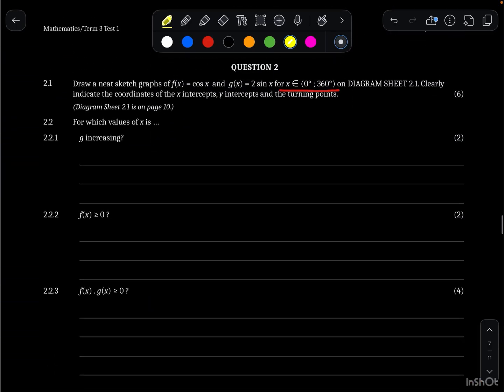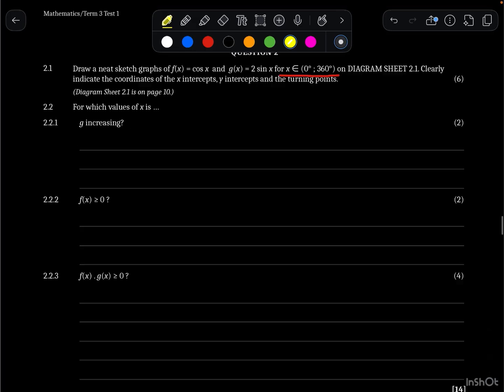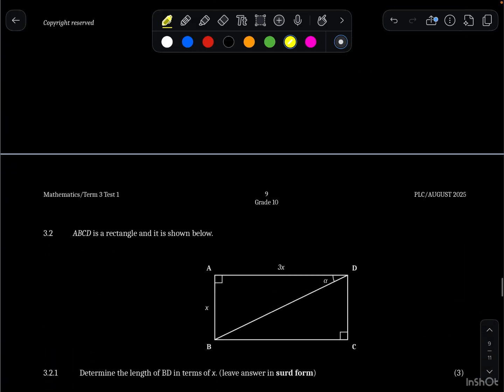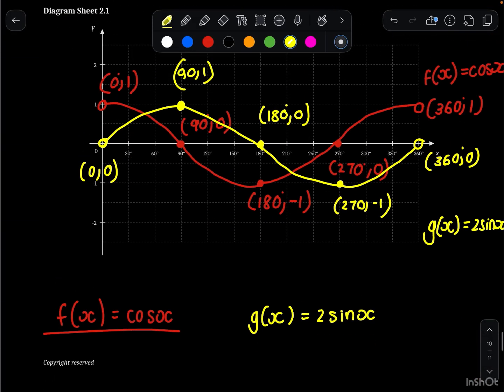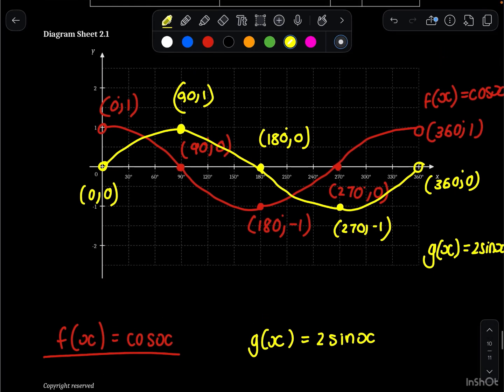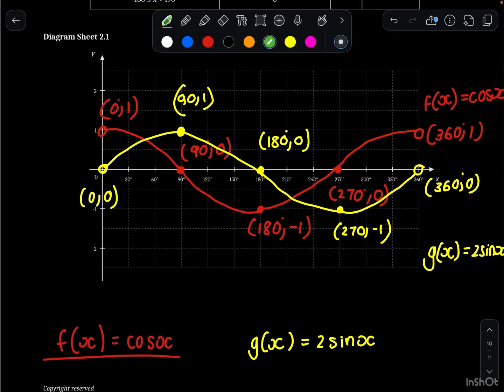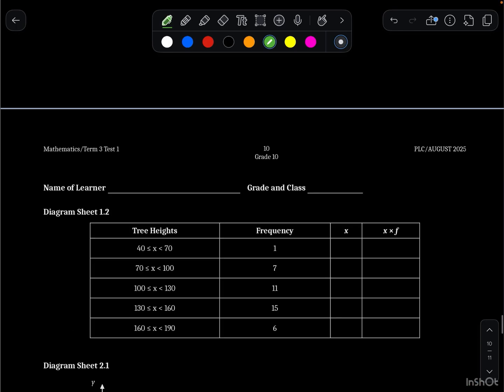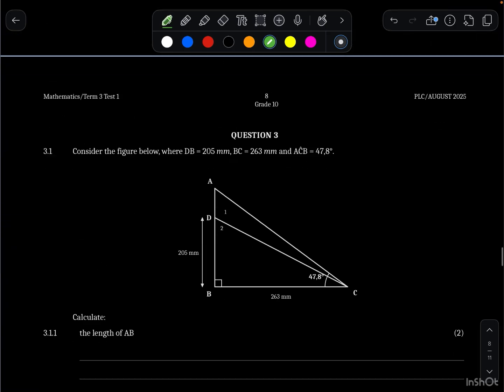So for which values of x is g increasing? So we want to know where is the yellow one increasing. And so that is obviously increasing here from 0 up to 90. And then again, it drops, and then from 270 to 360, it increases again. Okay, so 0 to 90, 270 to 360.